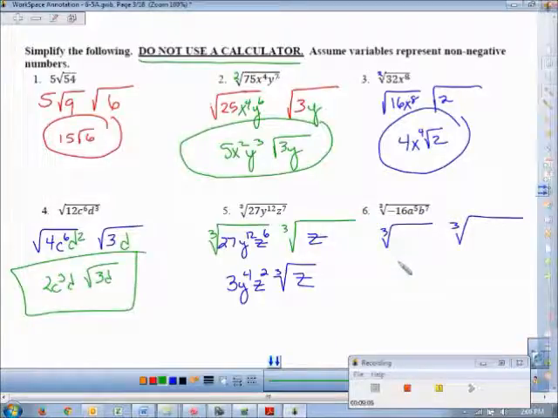What's the biggest perfect cube that goes into 16? 8. Bring the negative on the perfect side, though. Put the positive on the non-perfect side. So pull a negative 8 out. Variable-wise, I think we're pretty golden.